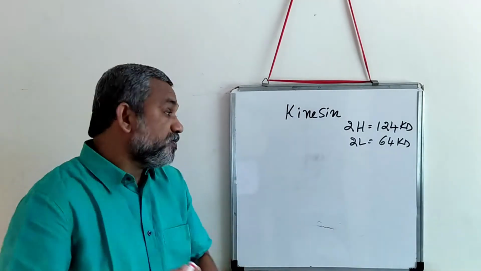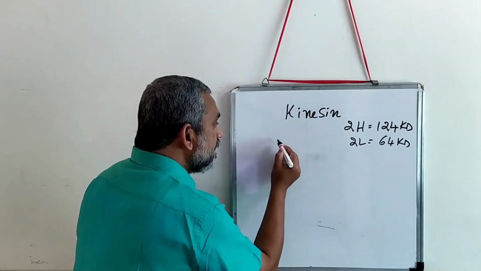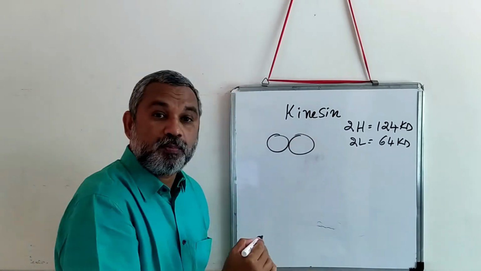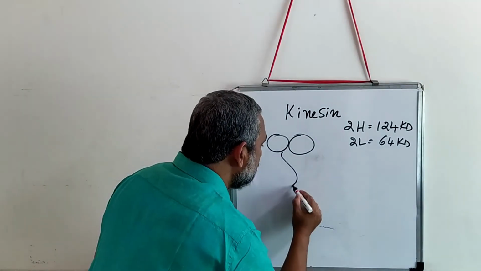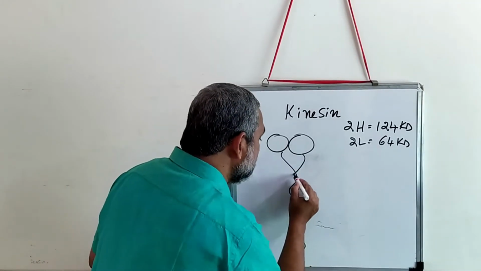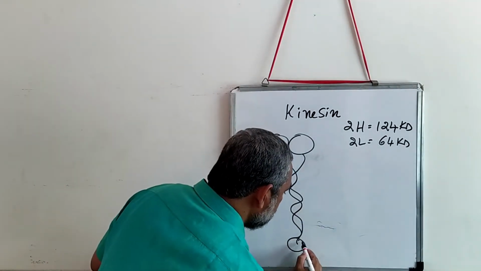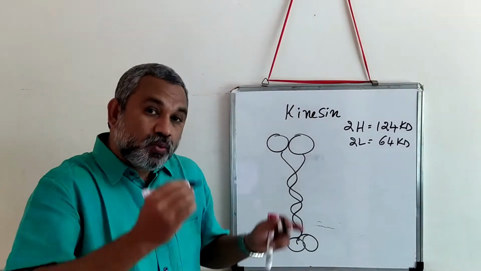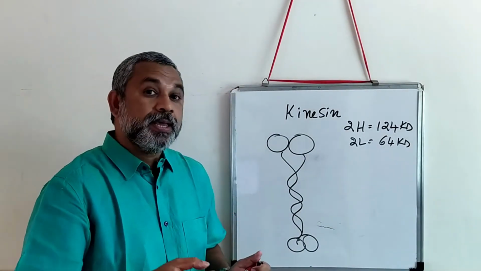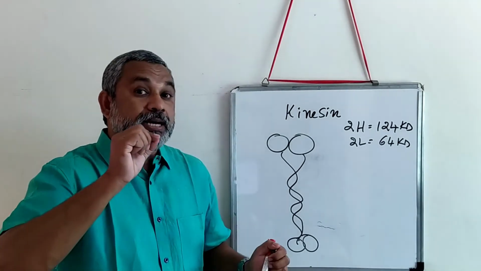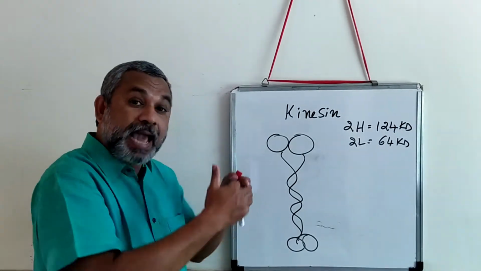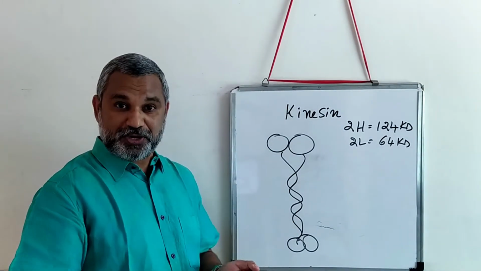Now how does the arrangement occur? In the heavy chains it has a globular head. So there are two globular heads, and then it will spindle around, and then there is another globular region. So this is more or less the structure of a kinesin molecule. It is highly advised that you look into a textbook like Bruce Alberts etc. to see the actual structure of a kinesin molecule.